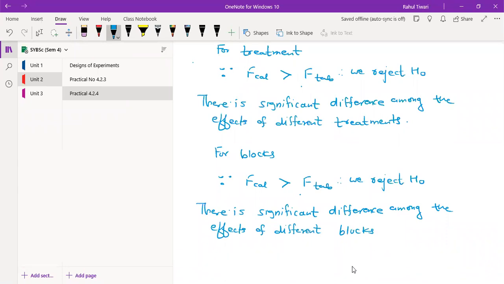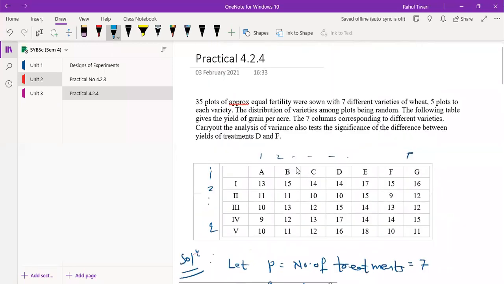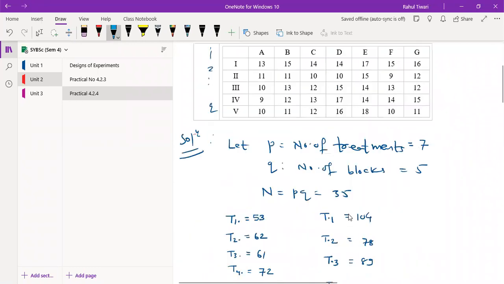they were asking about, when there is significant difference, that means now we are interested to know which of the treatments actually has the effect. If you look at the problem here, they were asking to analyze the analysis of variance and also test the significant difference between treatment D and treatment F. So between these. Okay. So how to do that?